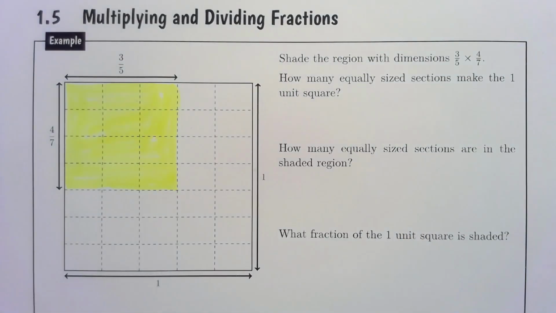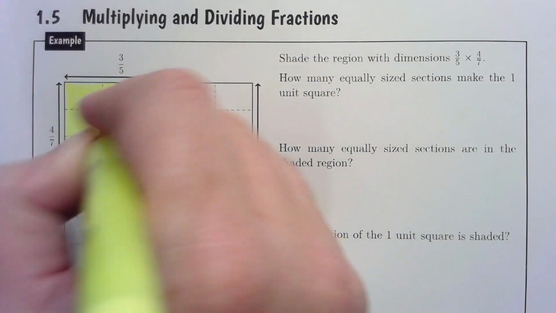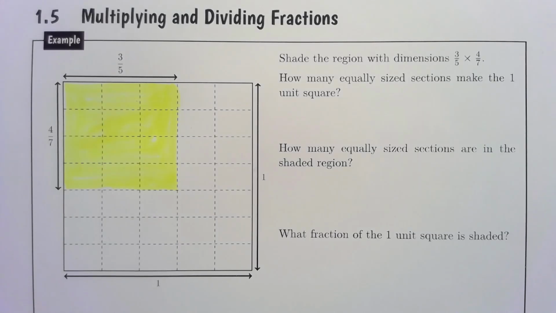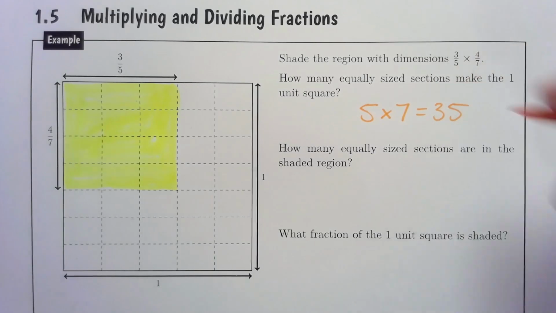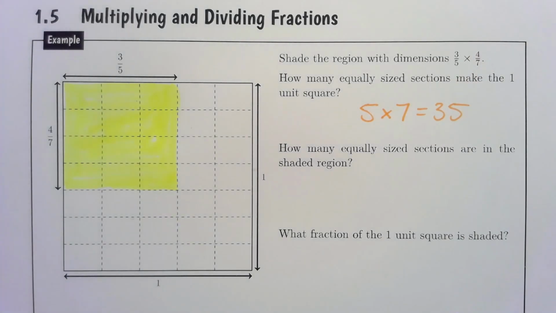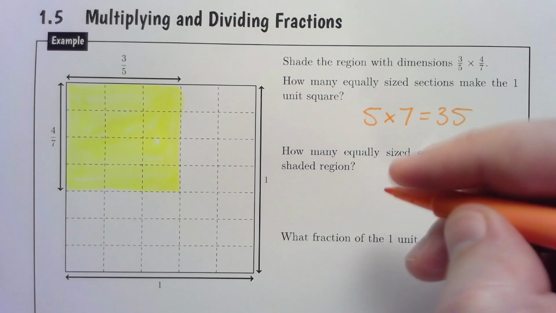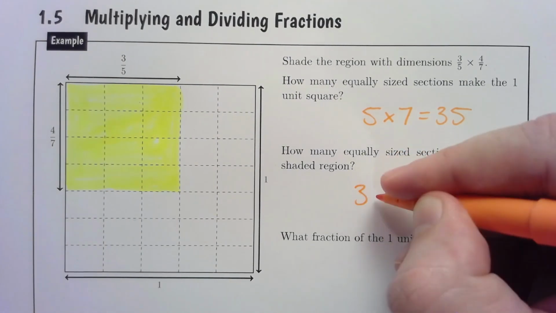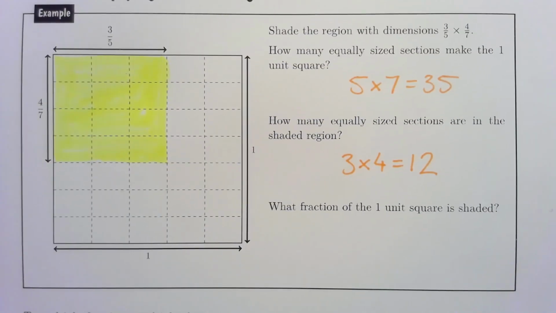If we look at the whole square, we can see that we've split it into 5 sections one way and 7 sections the other way. The total number of sections we've made is 5 times 7, which is 35. If we want to look at the number of sections that make up the area we're interested in to represent our product, we can see that there are 3 sections one way and 4 sections the other. The total number of sections we've shaded is 12, or 3 times 4.